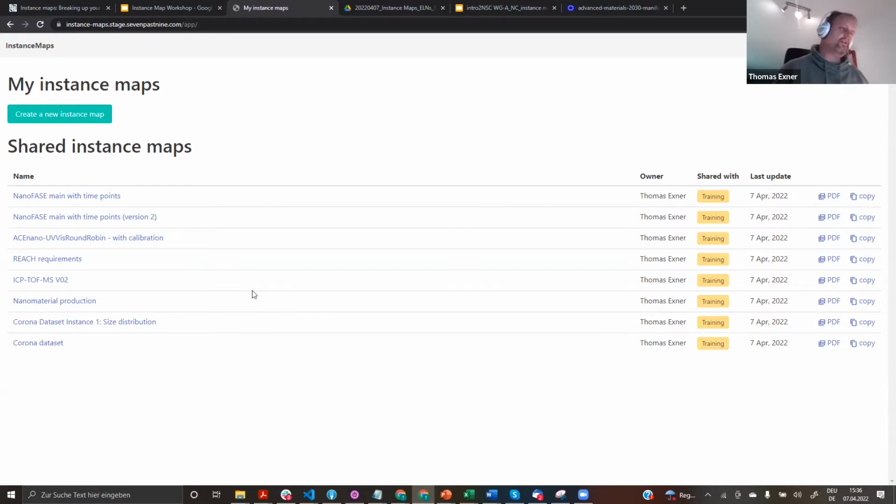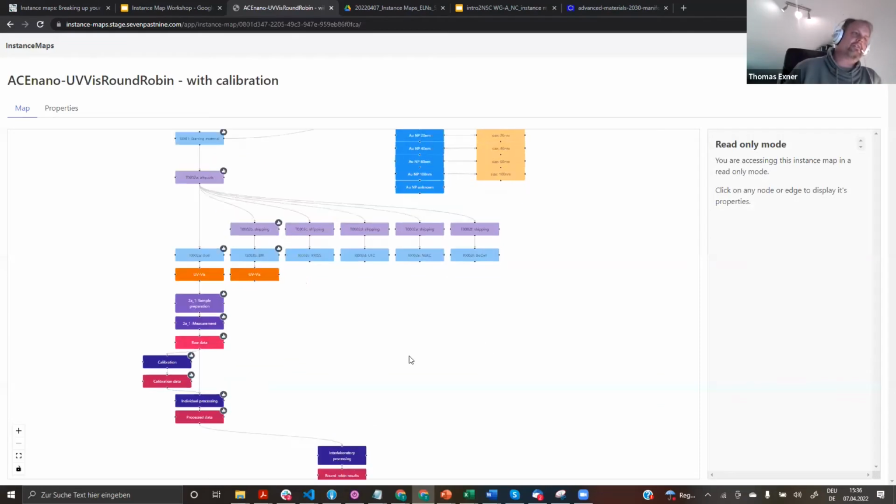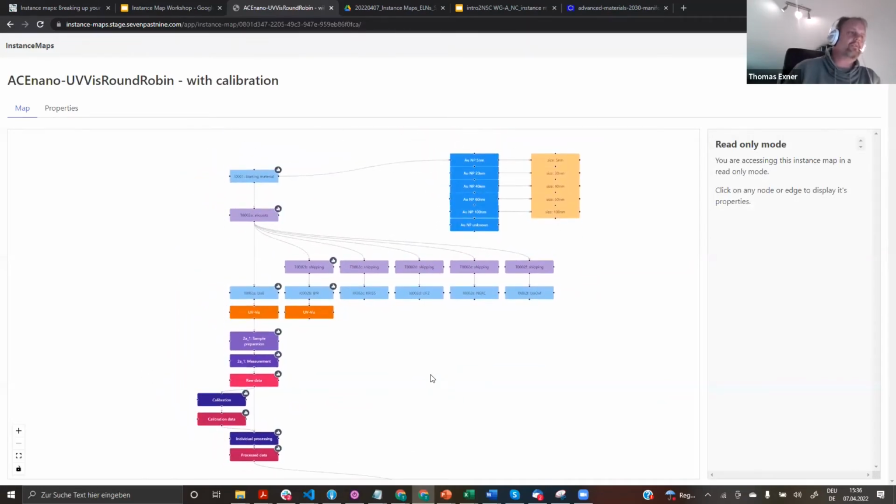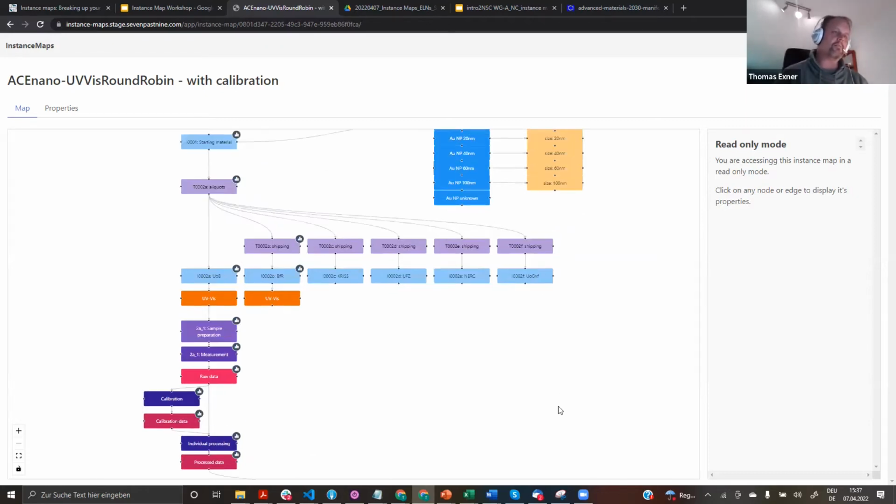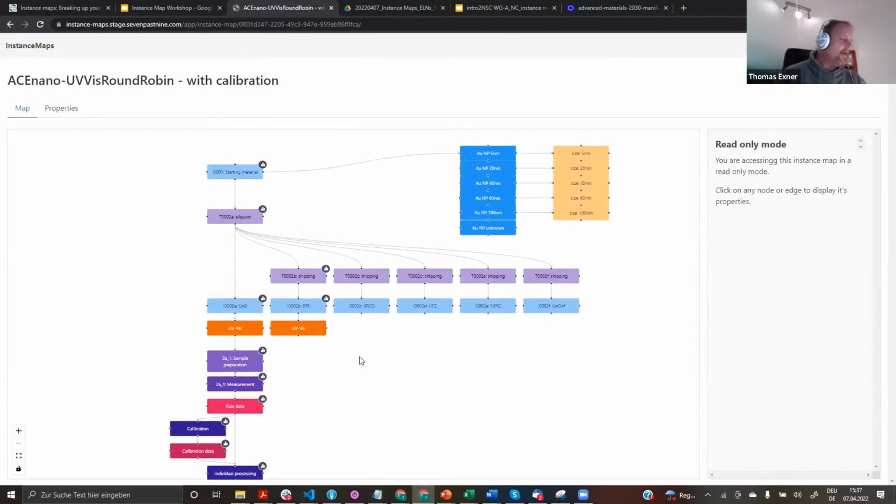But now moving on a little bit, and to move on, I go to a little bit of a more simple thing. This is a round robin experiment on UV-Vis, which was done by the ACE Nano project. This is only the first part. You see that I planned to include all of these 6 partners who were taking part in this round robin and then get all the data in there at one point of time. But at the moment, I just started with one to show a little bit how this can now move on and be linked to the different tools to do the management.